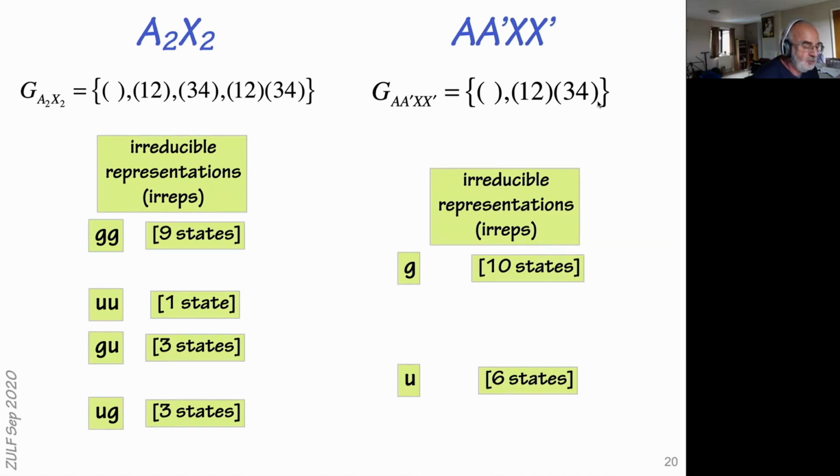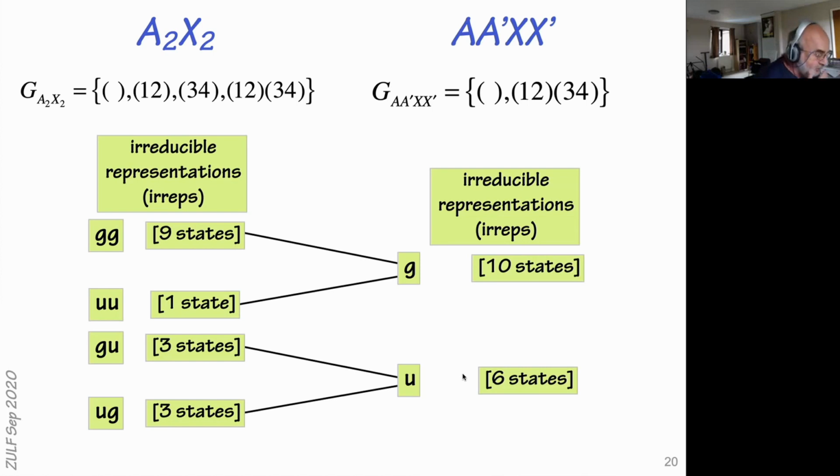Now you see actually that this group here is what's called a subgroup of this group. So the elements here are contained within this group, although this group has 2 extra elements. And in the mathematics of group theory, that means you can make a correspondence between these IREPs. And in fact, the G IREP of this group is composed of the GG and the UU IREP of this group, and so on. So the 9 and 1 states combine to make the 10 states here, and so on. Okay, so that's the geography of the spin states for symmetrical Hamiltonians in this case.